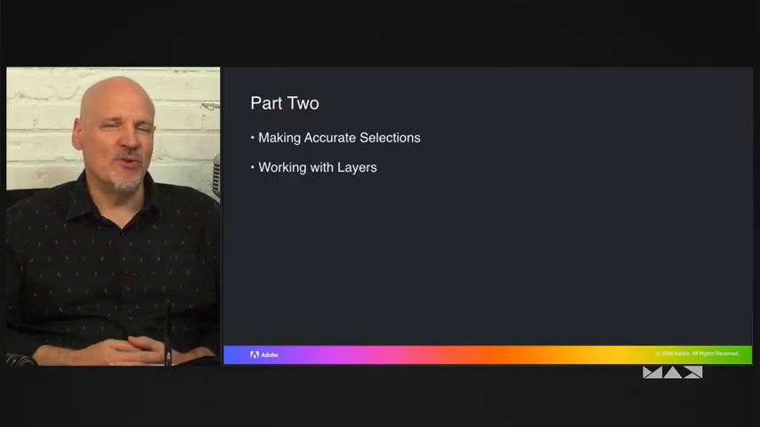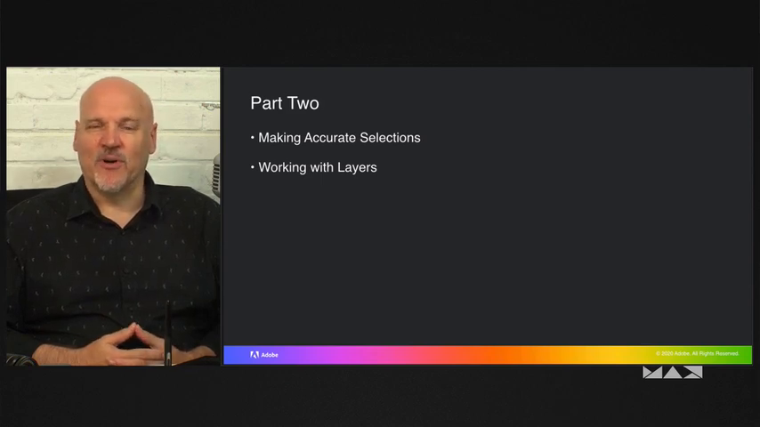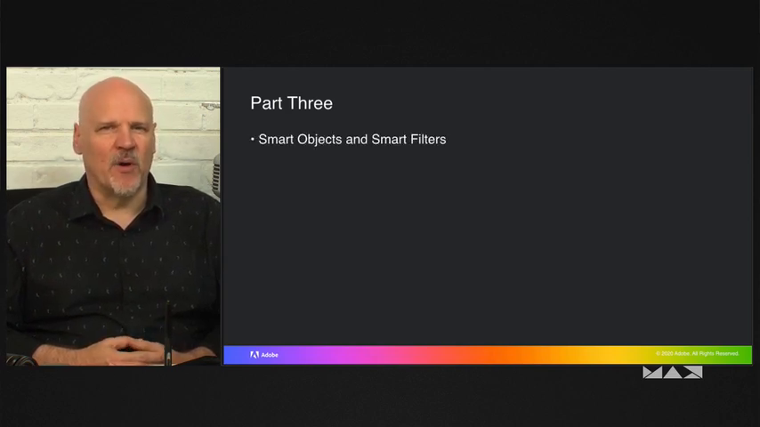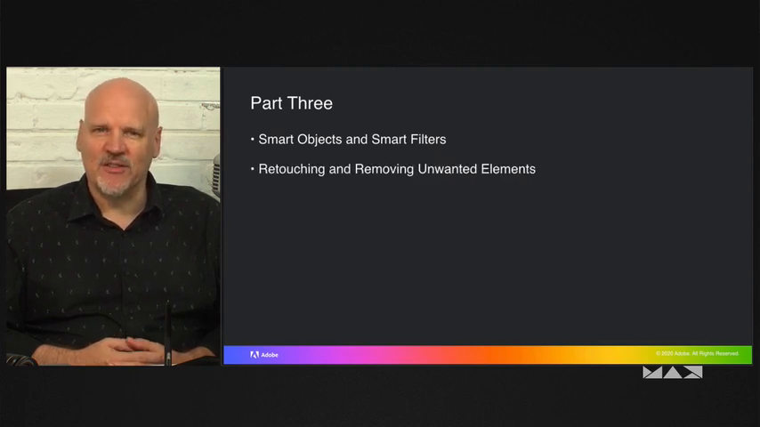Last time we looked at two very important topics, making selections and working with layers. And we're going to build on those today by talking about two other very important functions. The first is working with smart objects and smart filters, and the second is retouching and removing objects from a photograph.